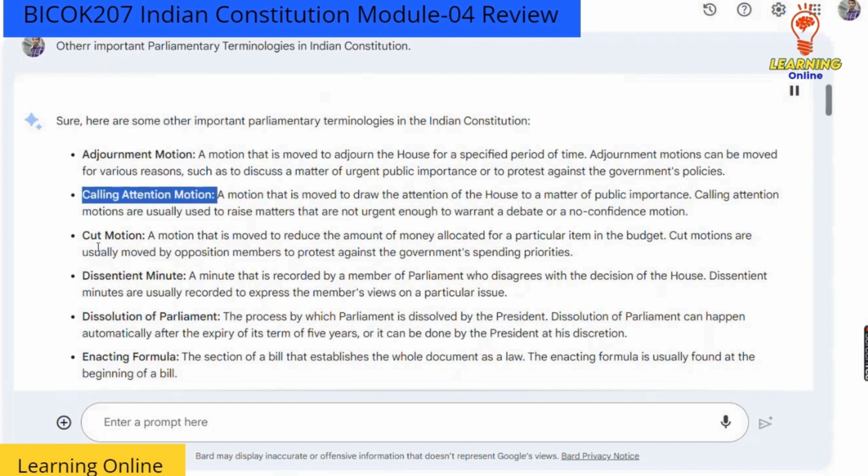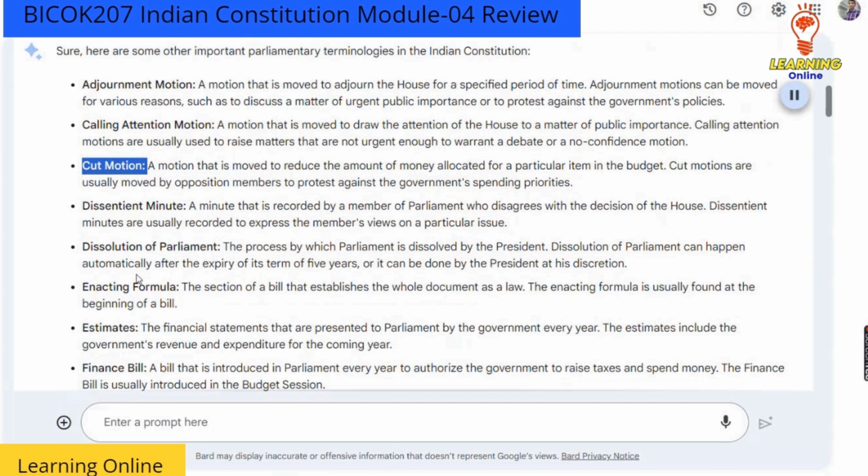Calling attention motion. A motion that is moved to draw the attention of the House to a matter of public importance. Calling attention motions are usually used to raise matters that are not urgent enough to warrant a debate or a no-confidence motion. Cut motion. A motion that is moved to reduce the amount of money allocated for a particular item in the budget. Cut motions are usually moved by opposition members to protest against the government's spending priorities.